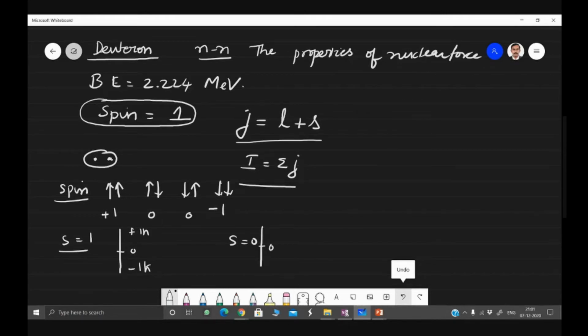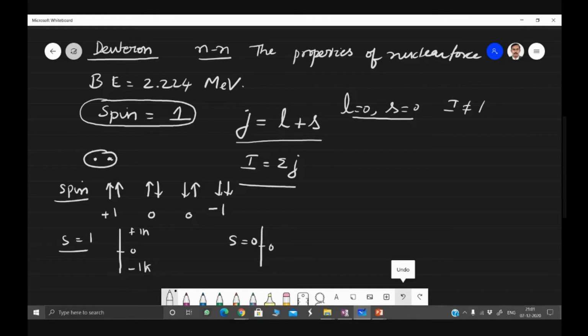Possible L values which make the total spin 1. Let us see what the possibilities are. Suppose we have L equal to 0. Then S is equal to 0. The total spin is not 1.